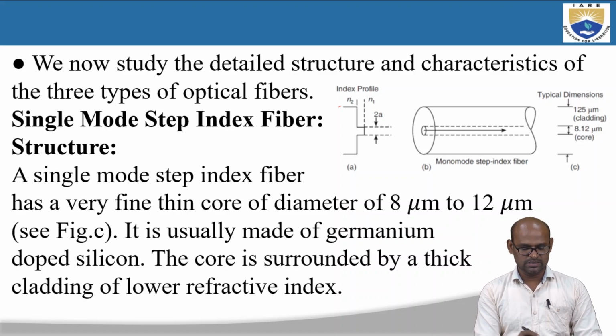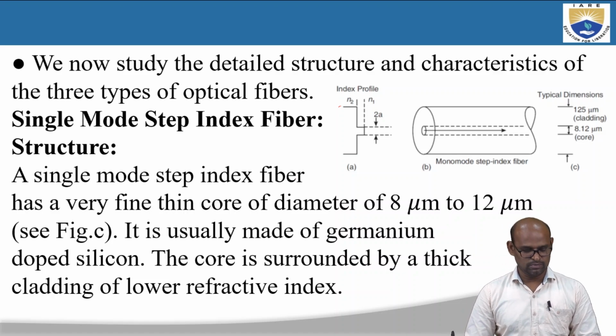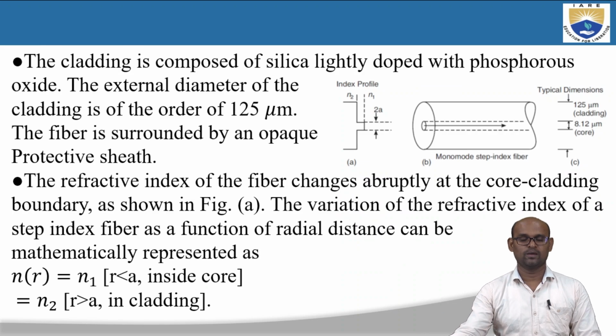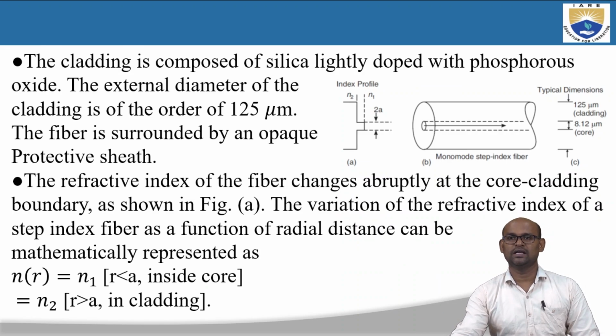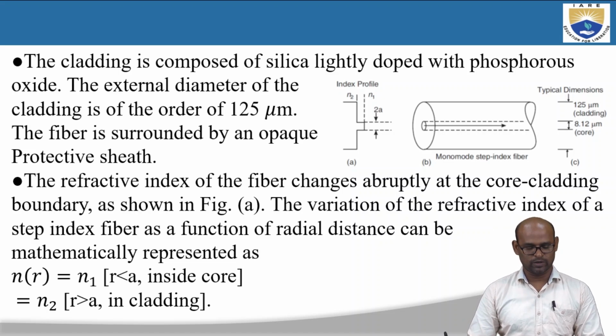To describe this step index single mode fiber, it has core diameter around 8 micrometers to 12 micrometers and is made of germanium doped with silicon. Core is surrounded by a thick cladding of lower refractive index. Cladding is composed of silica lightly doped with phosphorus oxide. External diameter of the cladding is around 125 micrometers. And the outermost one is the sheath, an opaque protective sheath.